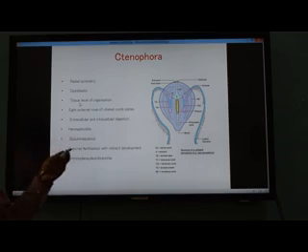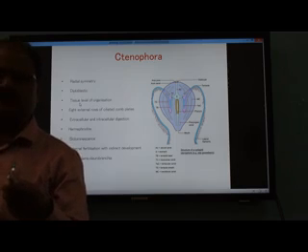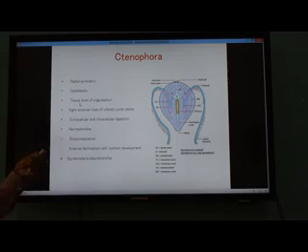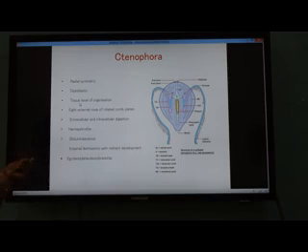Then bioluminescence. Bioluminescence means the organisms emit light from their body in the water. That is called bioluminescence. Then external fertilization with indirect development. Example, Ctenoplana and Pleurobrachia.